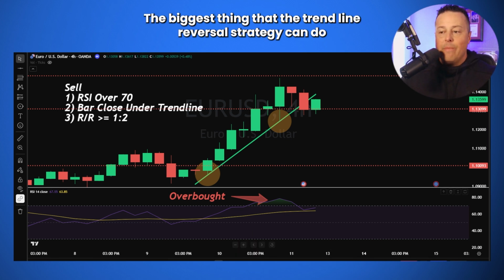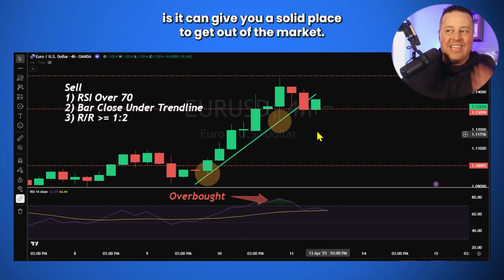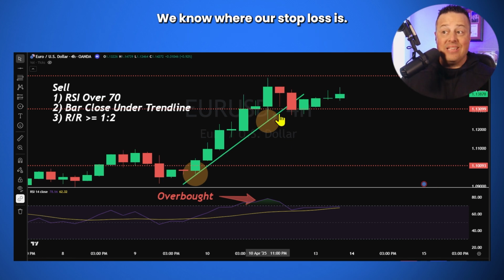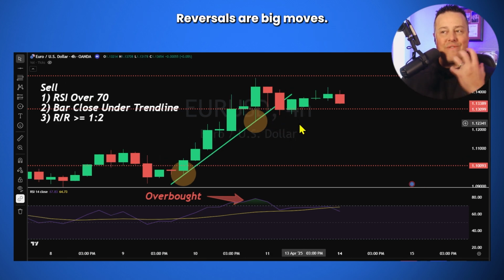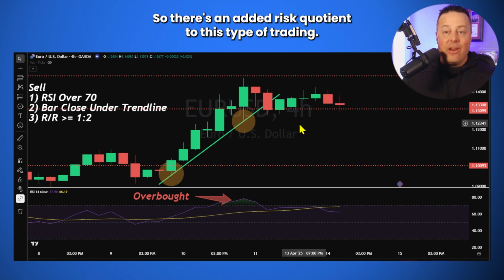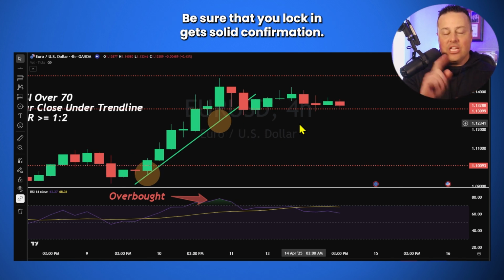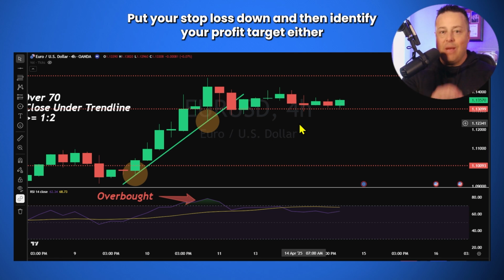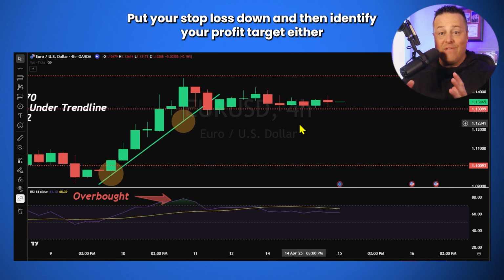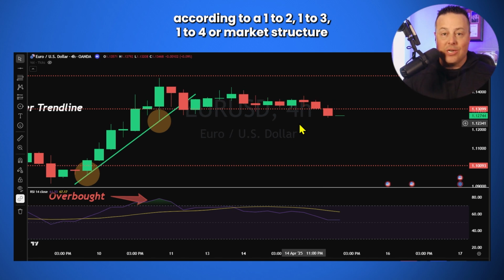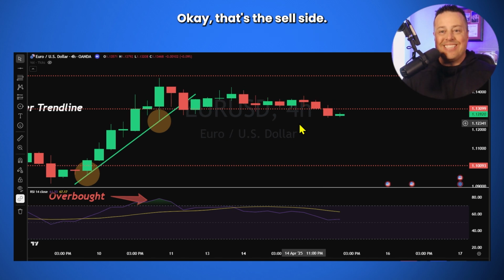That's up to you. The biggest thing that the trend line reversal strategy can do is give you a solid place to get out of the market. We know where our stop loss is. We know that we're playing a reversal. Reversals are big moves, so there's an added risk quotient to this type of trading. Be sure that you lock in, get solid confirmation, put your stop loss down, and then identify your profit target either according to a 1 to 2, 1 to 3, 1 to 4, or market structure, and you'll be just fine. Okay, that's the sell side.